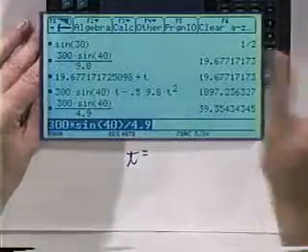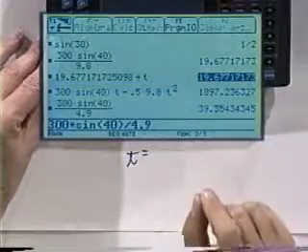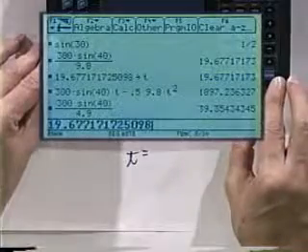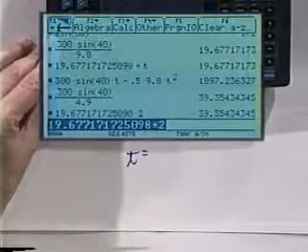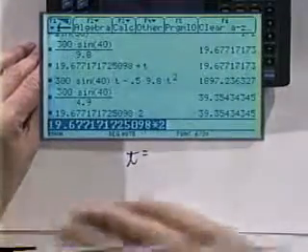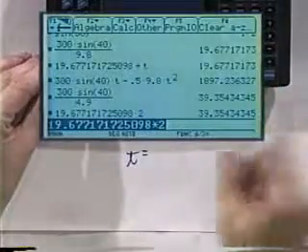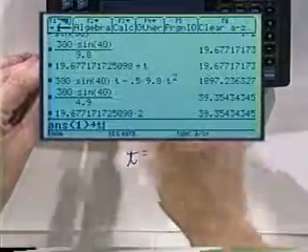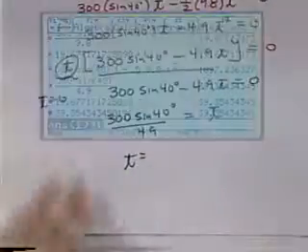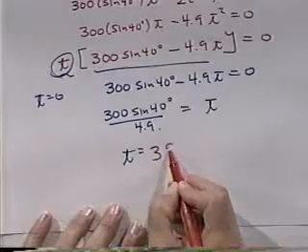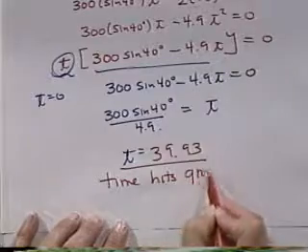Now notice something here. This was the time that it was at the top, all right? Notice if I multiply it by 2, I get the time that it hit the ground. Well, that makes sense. It takes an equal amount of time to go up as it does to come down. So taking that 39.35, I'm going to store it as t. Okay, so now t is 39.93. That is the time it hits the ground.